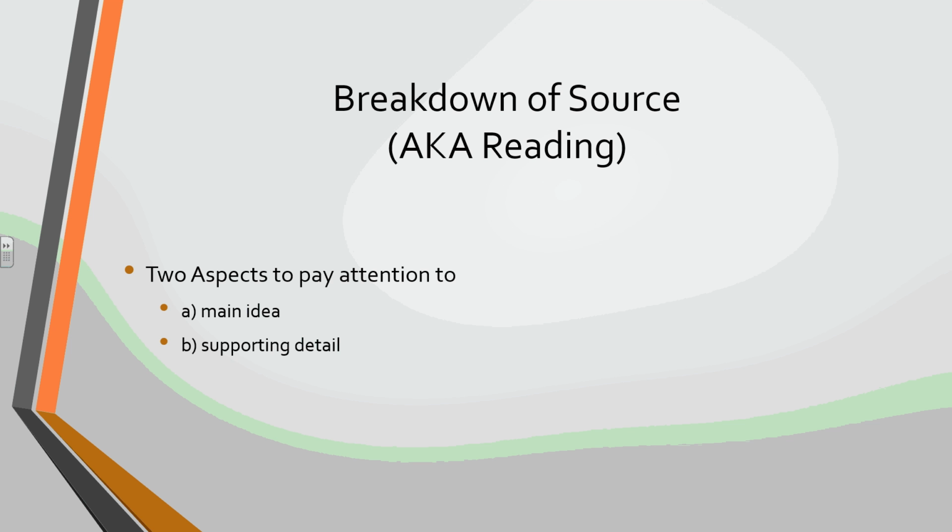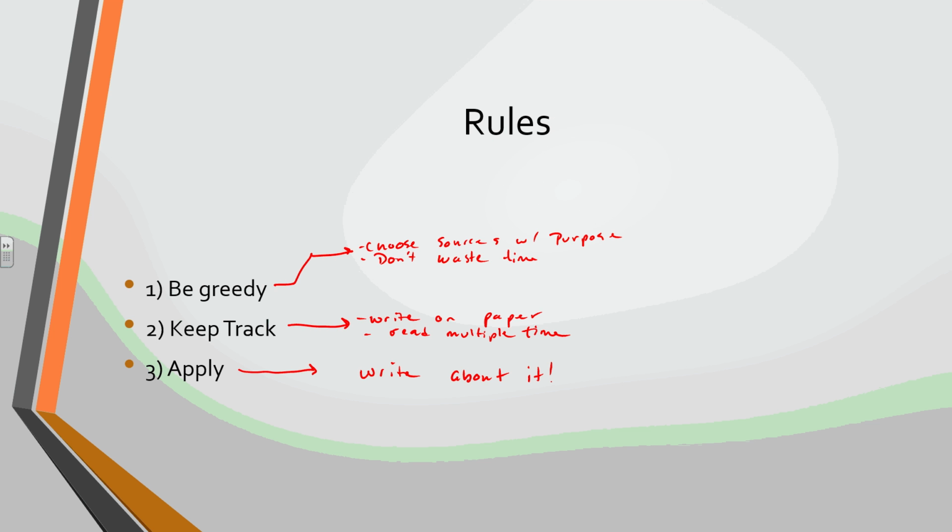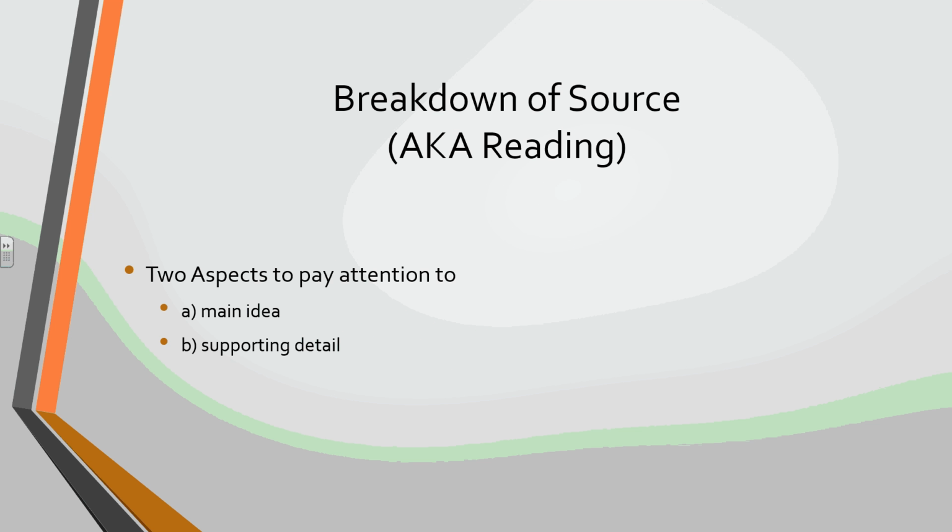Next, when you get a source, you need to break it down. Breakdown is what we would call a reading or a close reading. And so you're going to pay attention to two very important aspects, the main idea and the supporting detail. When you break it down and find the main idea and supporting detail, what you're doing is you're establishing notes, because rule number 2 is to keep track. You're establishing notes that you can then go back and figure out what the main idea and details were for the entire piece.